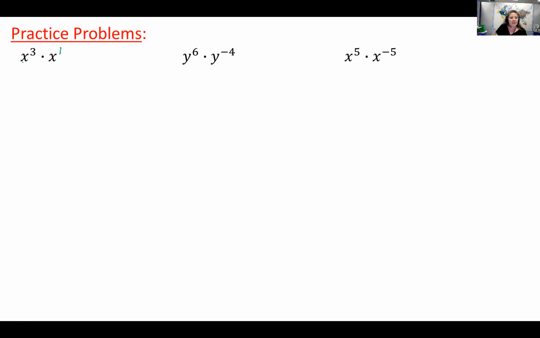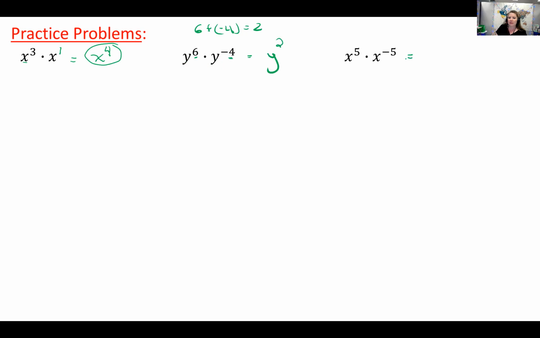So since we have x to the third times x to the first, our base stays the same. We add 3 plus 1, and the answer is x to the fourth power. The second problem, we have two numbers with the same base that are being multiplied. The rule is to add those exponents. So we're adding 6 plus -4, and that's a +2. So your answer is y squared.